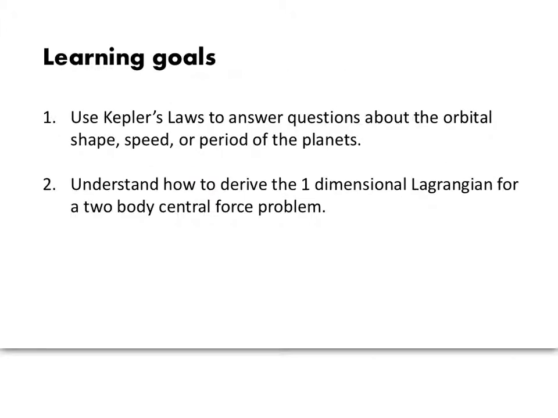The learning goals for the lesson will be to first, review Kepler's laws to answer questions about the orbital shape, speed, or period of the planets. Then we'll talk about properties of a central force, and we'll derive the one-dimensional Lagrangian for a two-body central force problem. Your goal will be to understand the steps of the derivation and the variables that are involved.